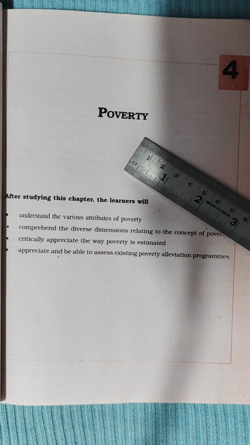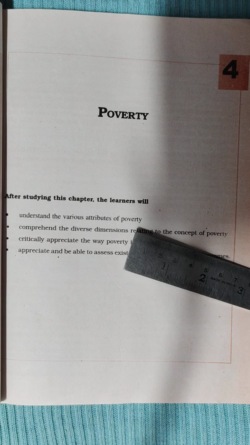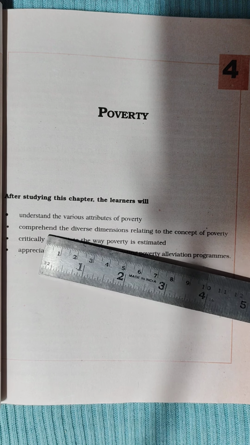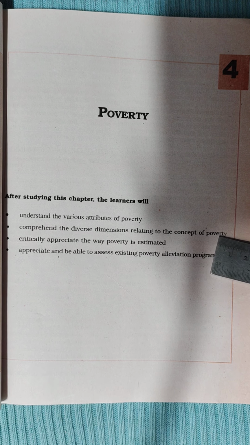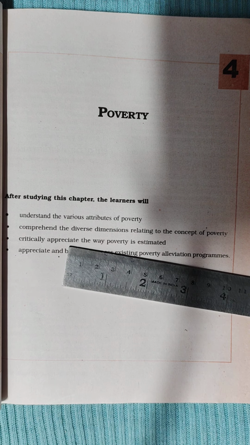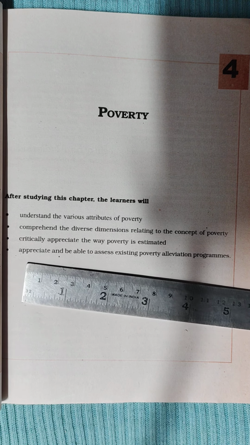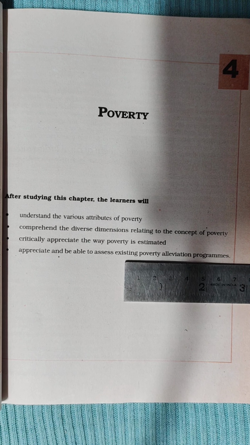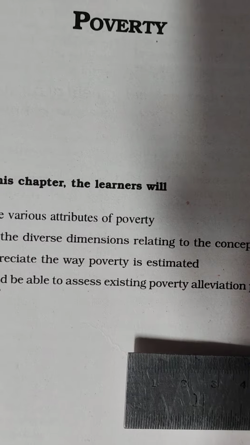So once we finish poverty, that is, after studying this chapter, we will be able to know about the various attributes of poverty. Then we will be able to understand the diverse dimensions relating to the concept of poverty, and we'll be able to examine or appreciate critically the way poverty is estimated, and be able to assess existing poverty alleviation programs. So this is what we are going to do.